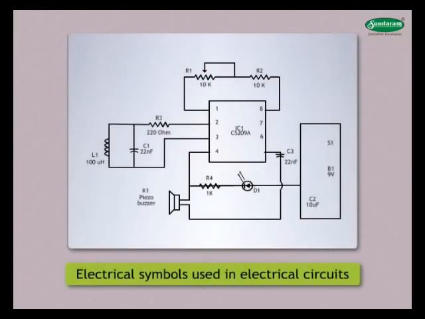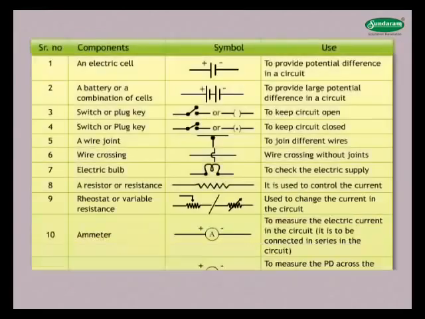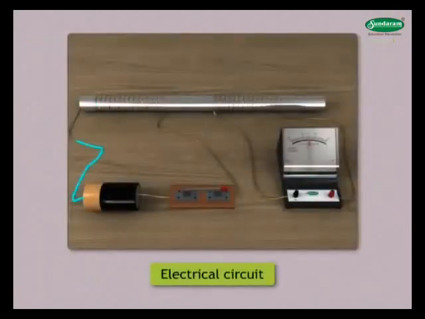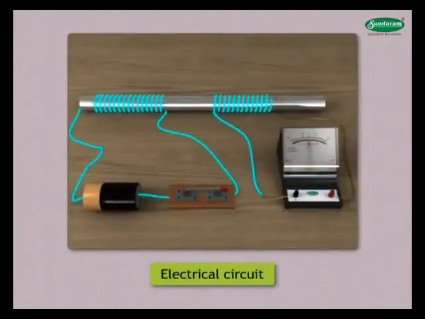Electrical symbols used in electrical circuits are given in Table 4.1. A typical electrical circuit is here. The electrons flow from negative terminal to positive terminal of the cell, but the conventional direction of current is from positive terminal to negative terminal of the cell.